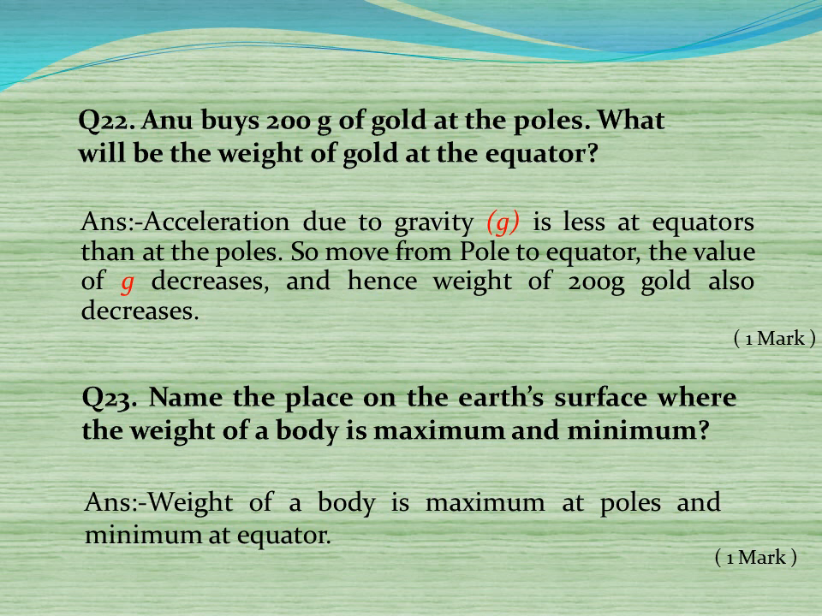Question number 23. Name the place on the Earth's surface where the weight of a body is maximum and minimum. Answer. Weight of a body is maximum at the poles and minimum at the equator.